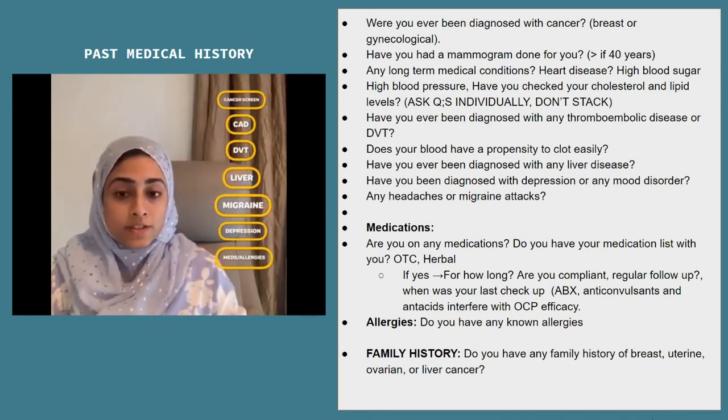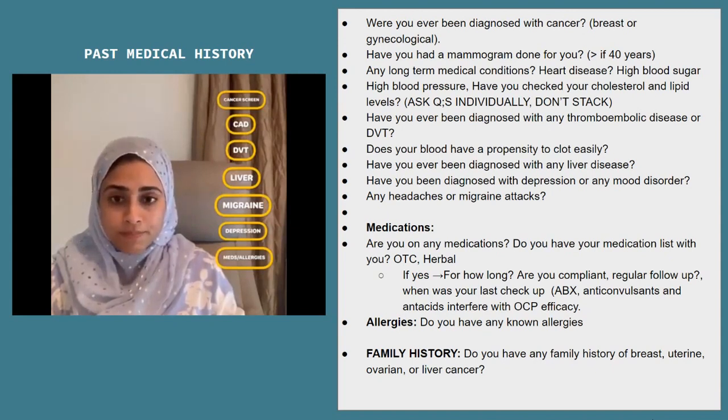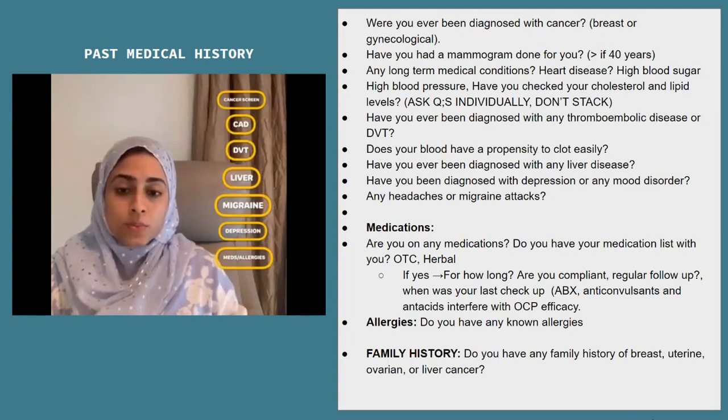Then do a DVT screen. Ask them, have you ever been diagnosed with any thromboembolic disease? Do you have a propensity for your blood to clot easily? Then ask questions about depression as well. Have you ever been diagnosed with depression or any mood disorder? Ask about liver screening symptoms. Do you have any active liver disease, or have you been diagnosed with any liver disease? Once you're done with that, you can ask them about the medications.